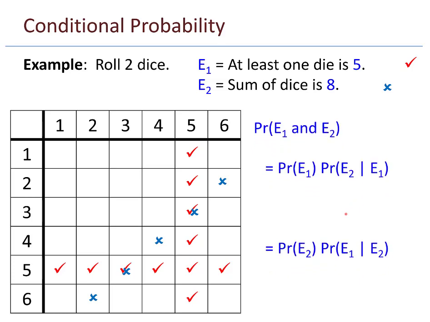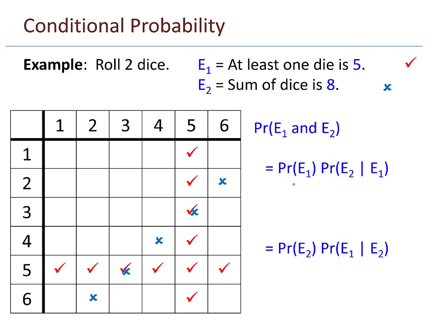The probability of E1 and E2 can actually be computed in a couple different ways. So it actually doesn't really matter whether I start with E1 and then find the probability of E2 given E1, or if I start with E2 and then find the probability of E1 given E2. It should be symmetric, right? Because just the word and, when you look at the original statement, it shouldn't matter whether I say E1 and E2 or whether I say E2 and E1. So let's take a look.